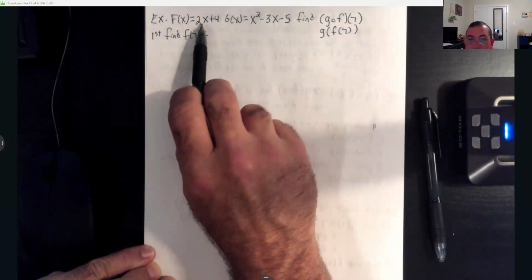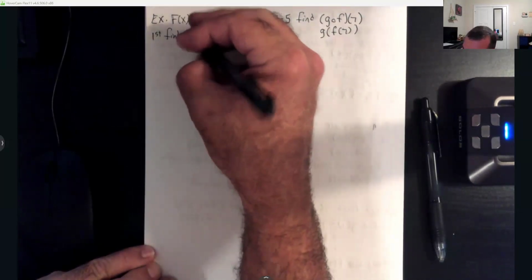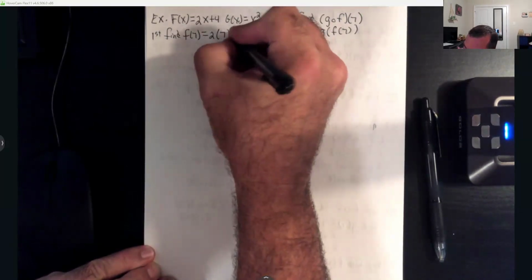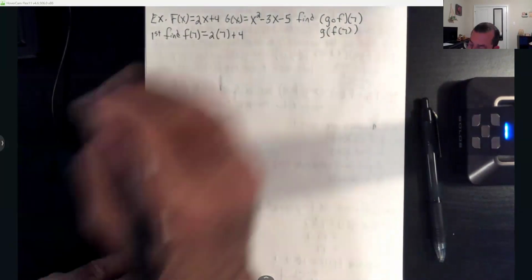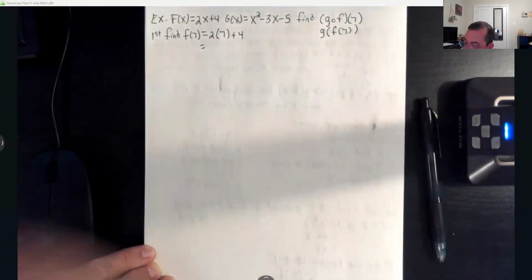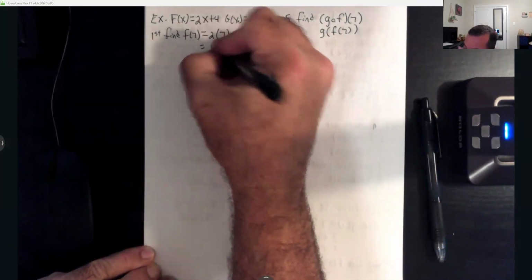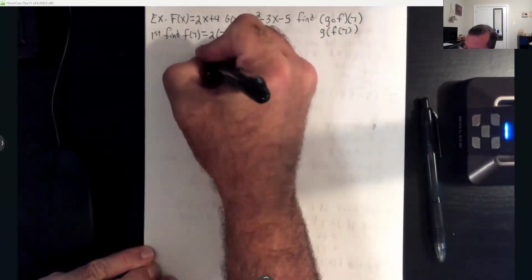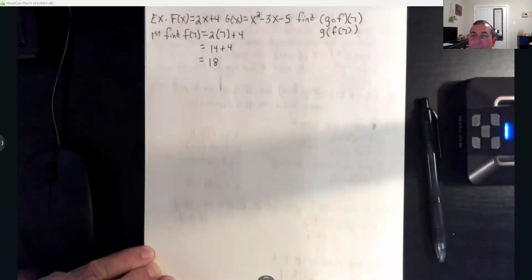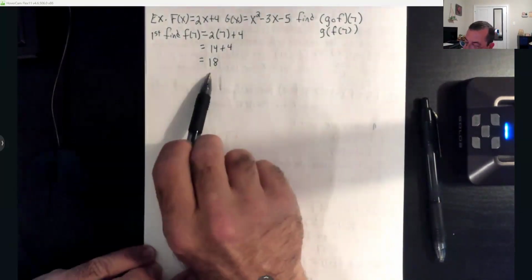Well, y'all, the f function is 2x plus 4, so I'm going to put a 7 in for the x. So I got 2 times 7 plus 4. All right, we're going to do our order of operations. 2 times 7 is what, 14? Plus my 4. And y'all, 14 plus 4 gives us 18. So we know what f of 7 is.